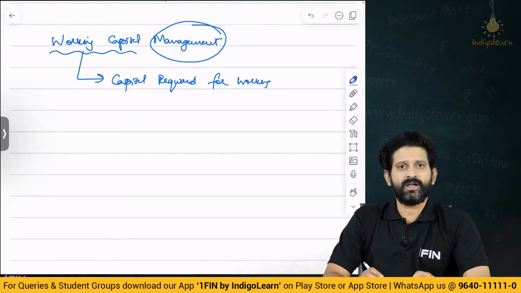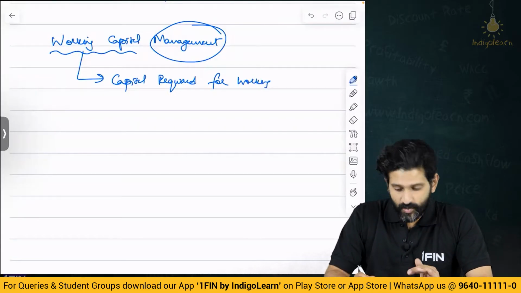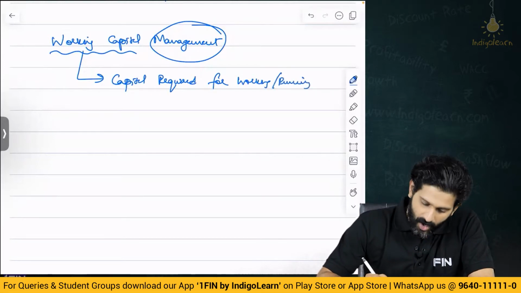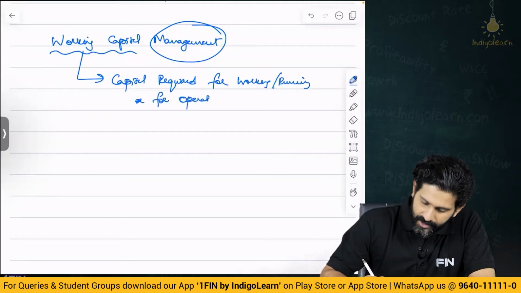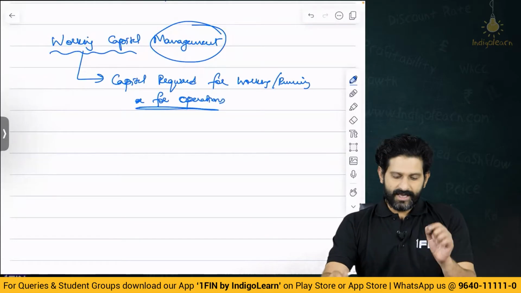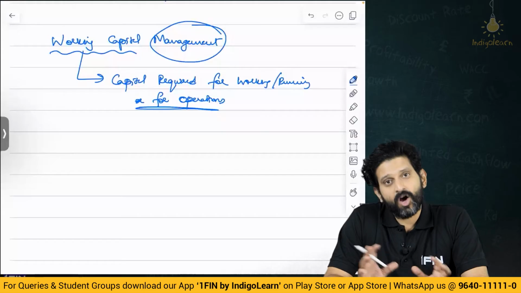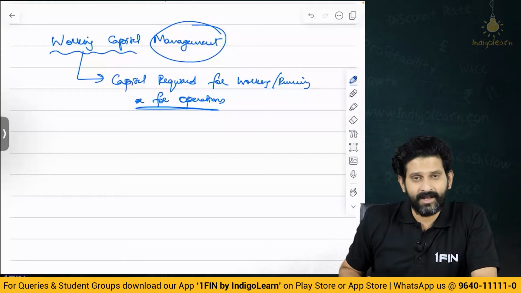What is the meaning of working? Can we give some other names to understand things better? It is the capital required not just for working, but for running the business, or can we say for operations? Absolutely yes. Now, the moment I said the capital required for working or running or operations, how do we understand what is the capital required for working or running?